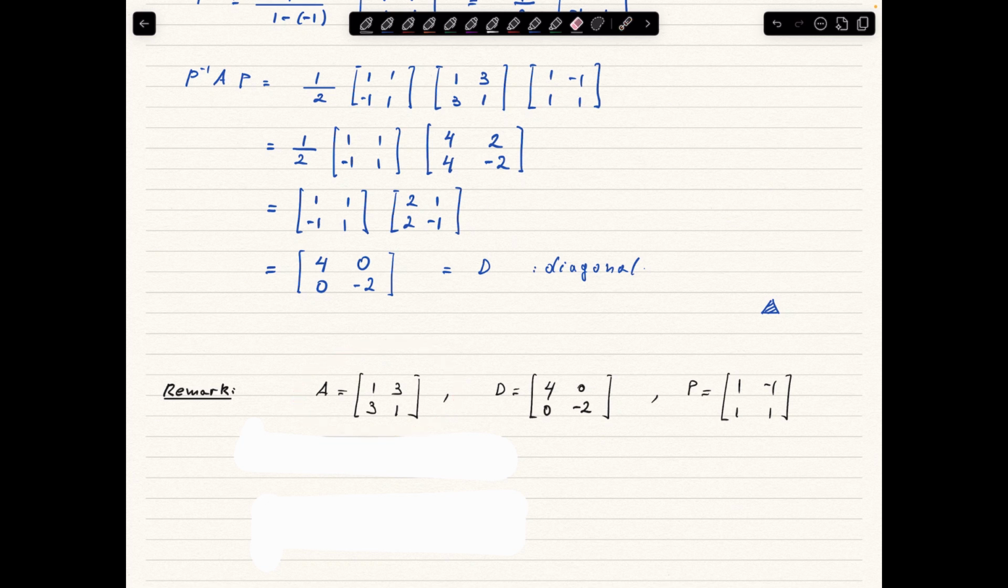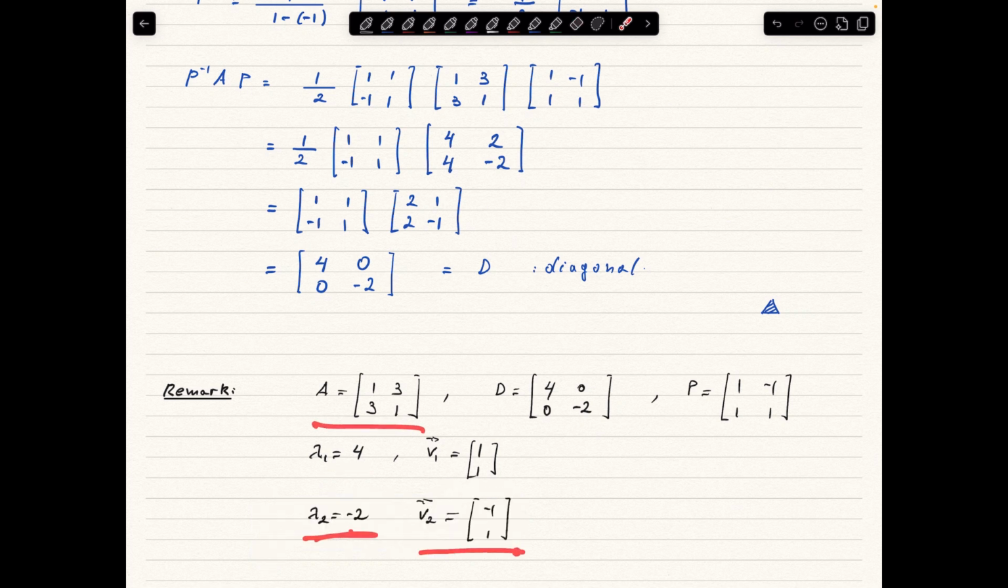We have computed before the eigenvalues: 4 with its corresponding eigenvector, and the other eigenvalue of this matrix is negative 2 with eigenvector negative 1, 1. And now notice something quite interesting. This eigenvalue here, 4, is what shows up in the diagonal matrix. One could think it's a coincidence, but the other eigenvalue also shows up. So both eigenvalues show up in the diagonal matrix.